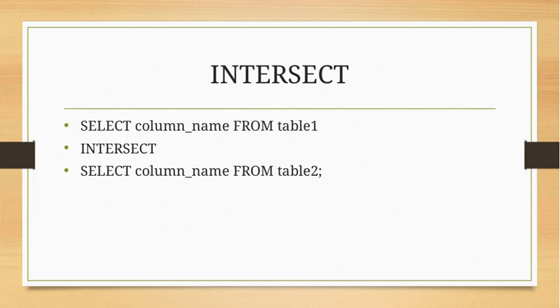Let's take a closer look at the intersect operation here. Essentially, this command helps us find common data between two tables. In this example, we're selecting a specific column from Table 1 and then intersecting it with the same column from Table 2. The result will be only the values that appear in both tables.